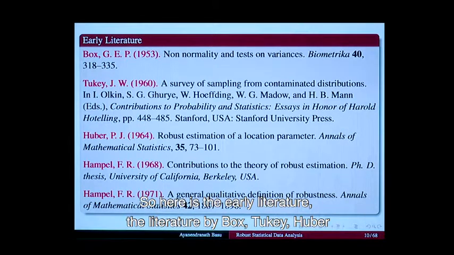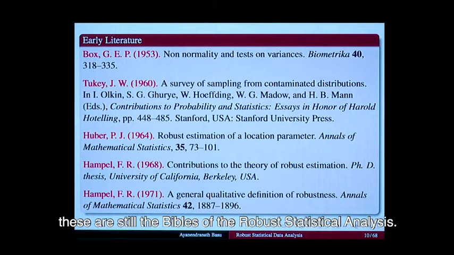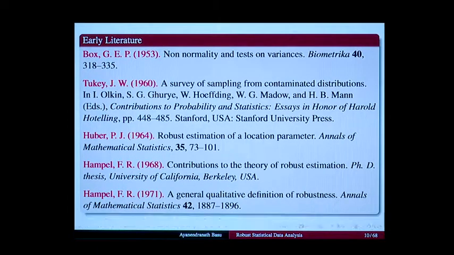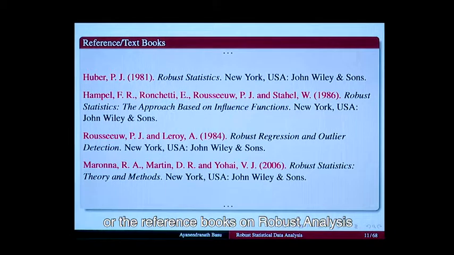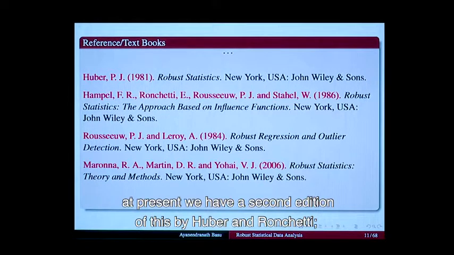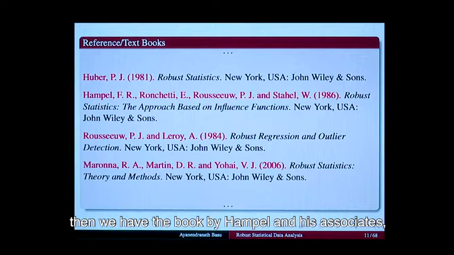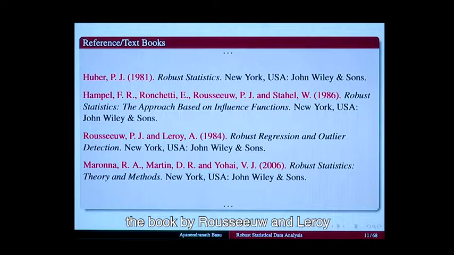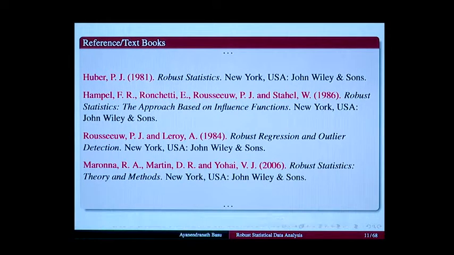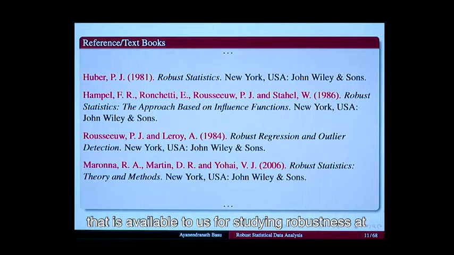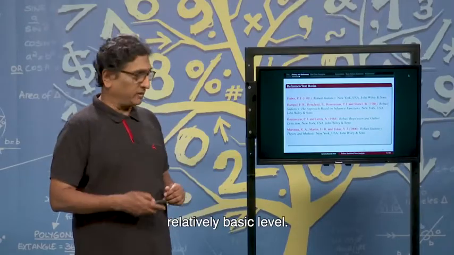So, here is the early literature, the literature by Box, Tukey, Huber and Hampel. These are still the Bibles of robust statistical data analysis. And we add to that the current canonical textbooks or the reference books on robust analysis. These include the books by Huber. At present, we have a second edition of this by Huber and Ronchetti. Then we have the book by Hampel and his associates, the book by Rousseeuw and Leroy, and a relatively more recent book by Maronna, Martin and Yohai. At present, I think this is the most comprehensive book, the book by Maronna, Martin and Yohai, that is available to us for studying robustness at a relatively basic level.